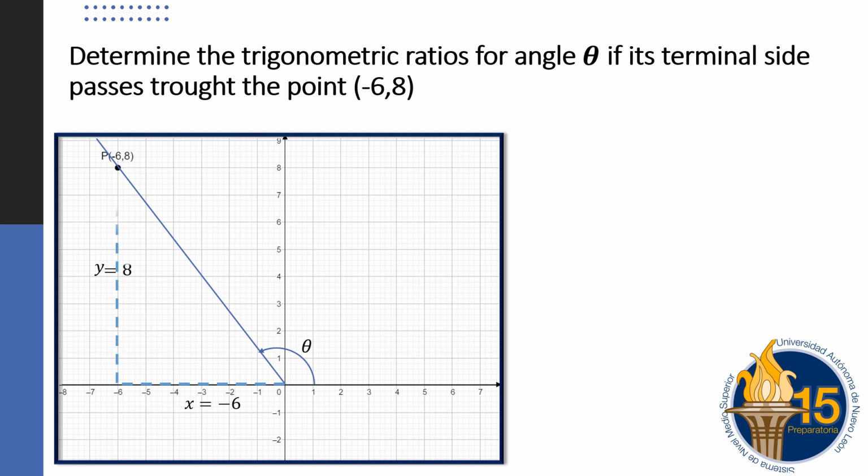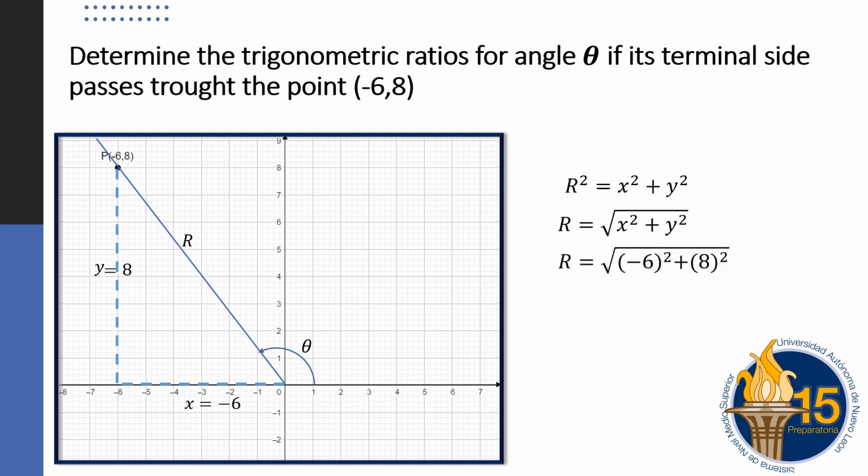To obtain the radial distance, we apply r squared equals x squared plus y squared. So, r equals the square root of x squared plus y squared. We substitute the values of x and y, so r equals the square root of (-6) squared plus 8 squared. And that equals the square root of 100. Then the radial distance is 10. Once we have obtained the values of x, y, and r, let's form the trigonometric ratios for angle theta.